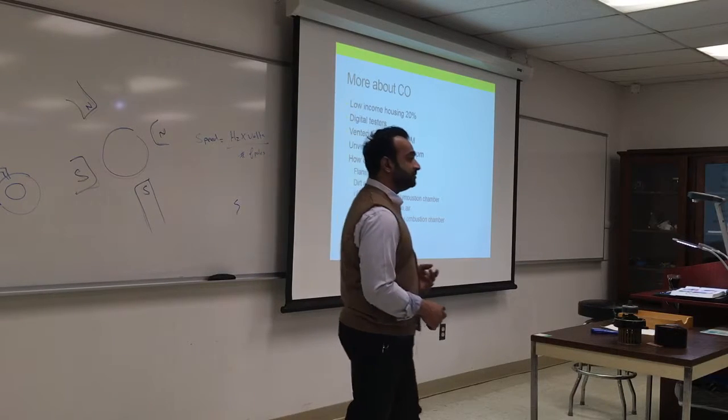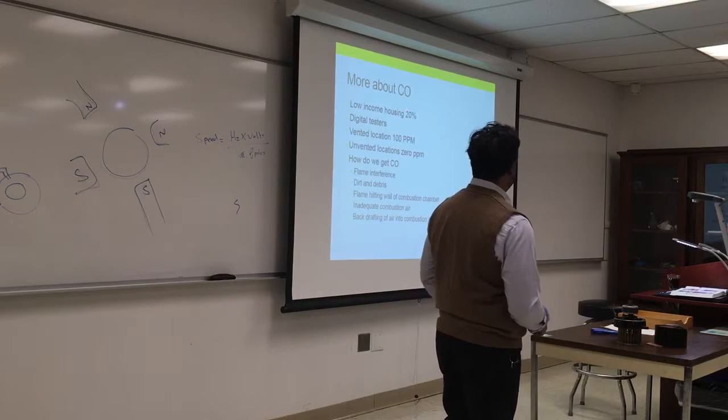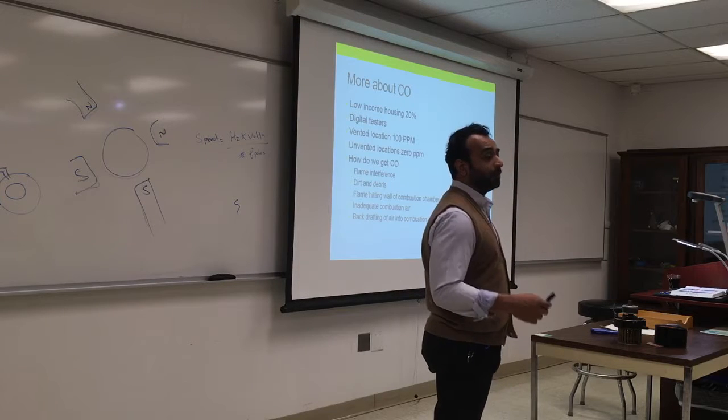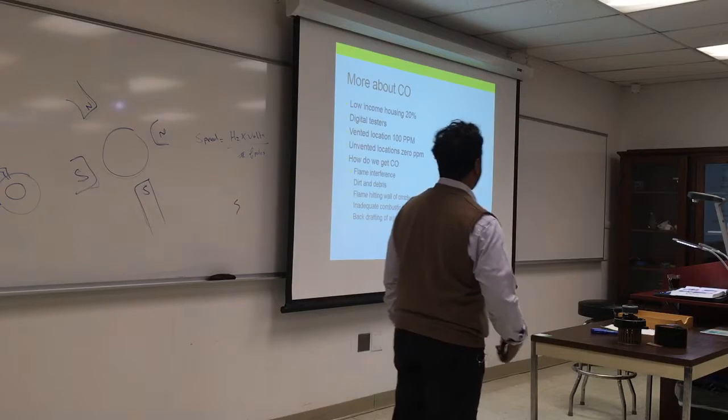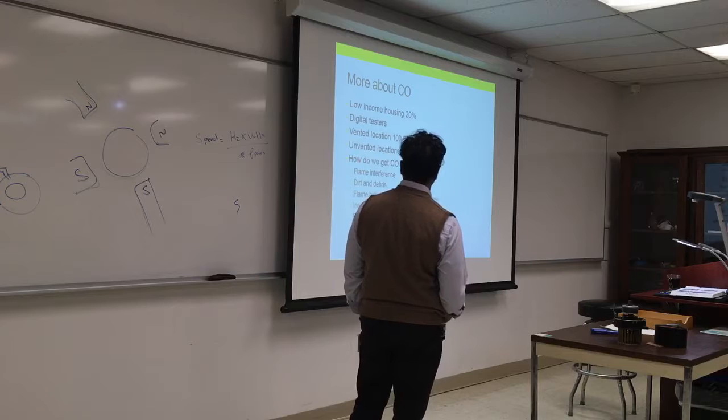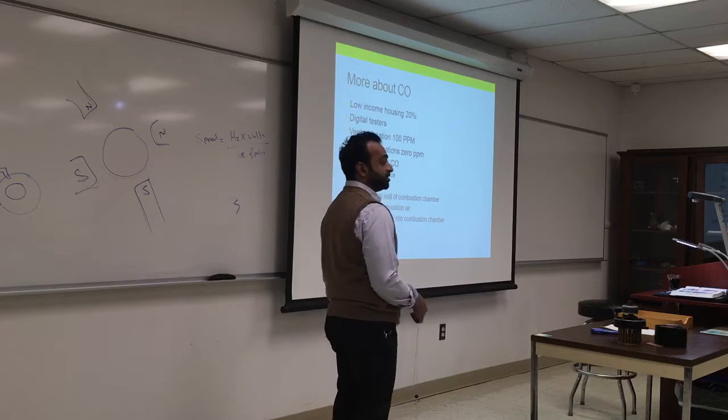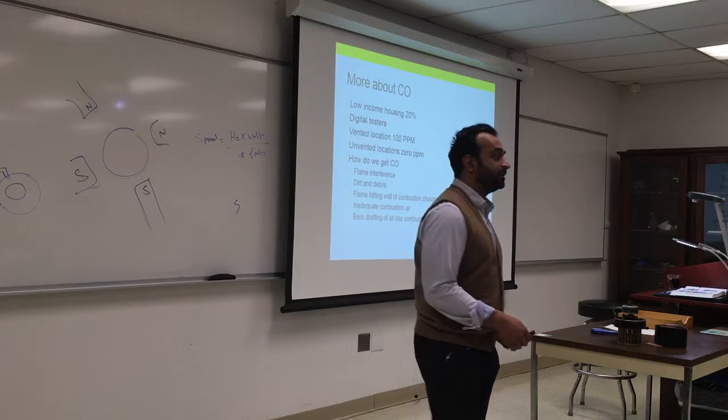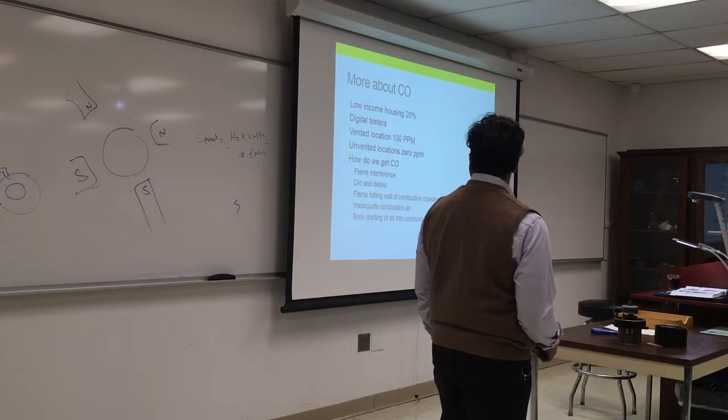In a vented location, you can have up to 100 ppm with no problem because the place is vented and you have more probability of getting oxygen. In unvented locations, you want 0 ppm completely. There should not be any CO.